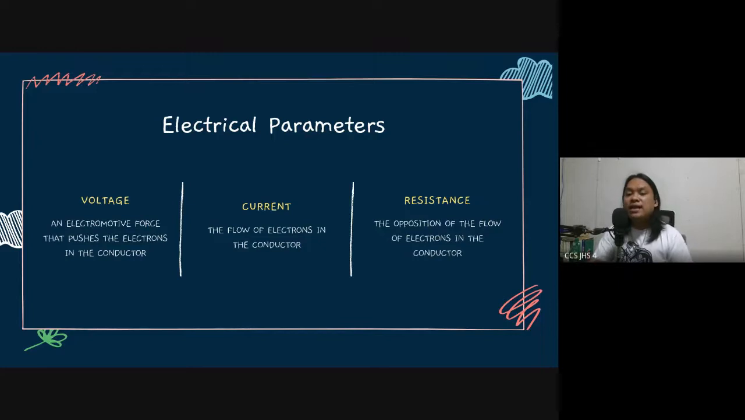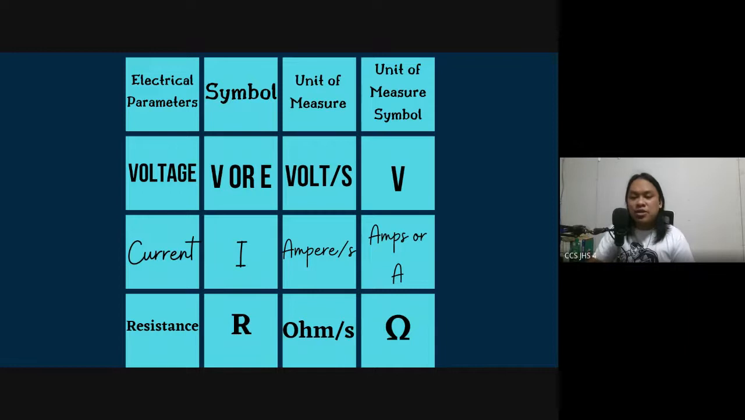Is that clear so far? Kindly click the raise hand button if you understood the three electrical parameters. It's very important that you familiarize yourselves with these parameters because you will be encountering them every time you do problem solving when it comes to circuits. When it comes to problem solving, of course, we cannot just write voltage, current, and resistance every time we solve. It will take a long time. So we have the following symbols for each parameter. It also has its own unit of measure.